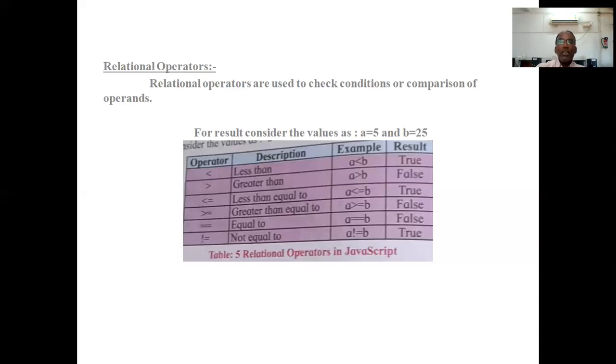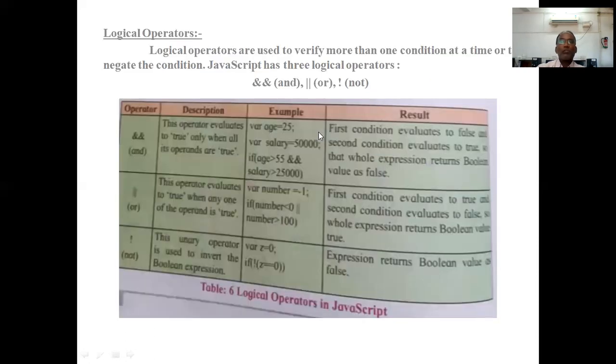Now see here, A and B are operands, and here less than sign, greater than sign, less than equal to, greater than equal to, not equal to, these are operators. So in this way, we can use relational operators to check conditions or comparison of operands. Okay, fine. Is it clear?